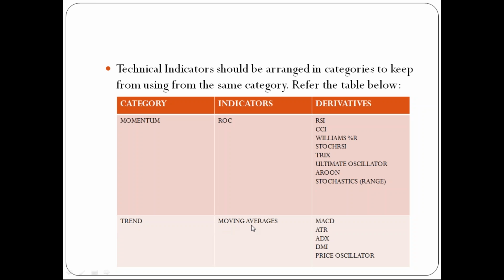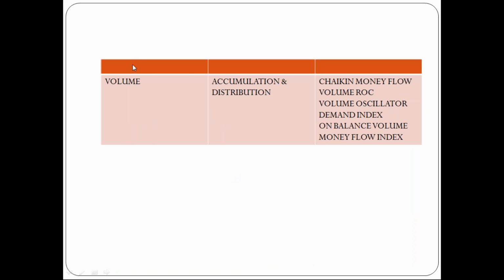Similarly, trend following that utilizes the moving averages in the calculation is MACD, ATR, ADX, DMI, and price oscillators. These indicators tell us the same thing. They are derived from the moving averages and they tell us the same thing. So do not clutter your charts with the same indicators.